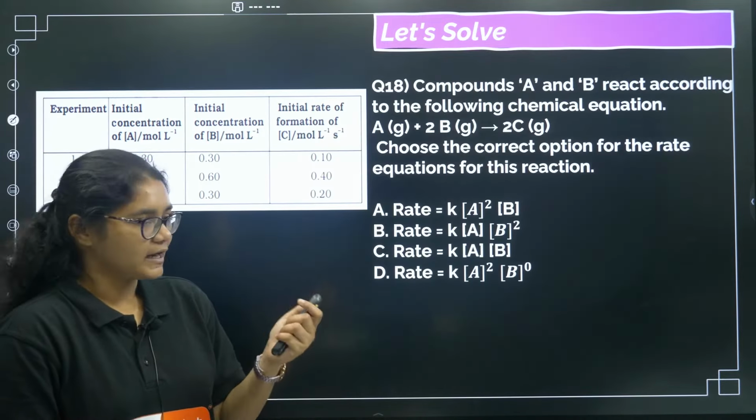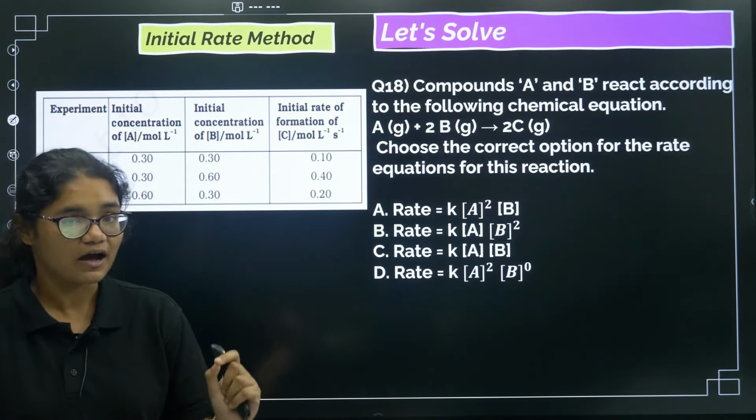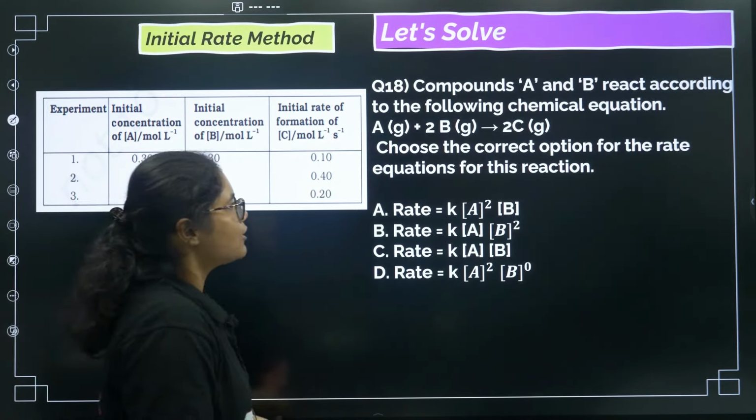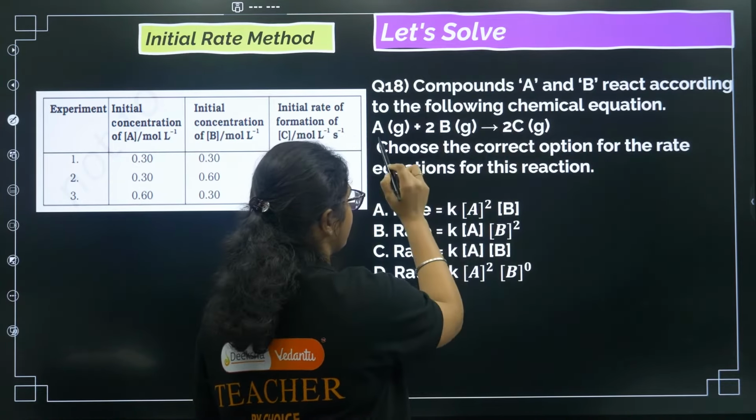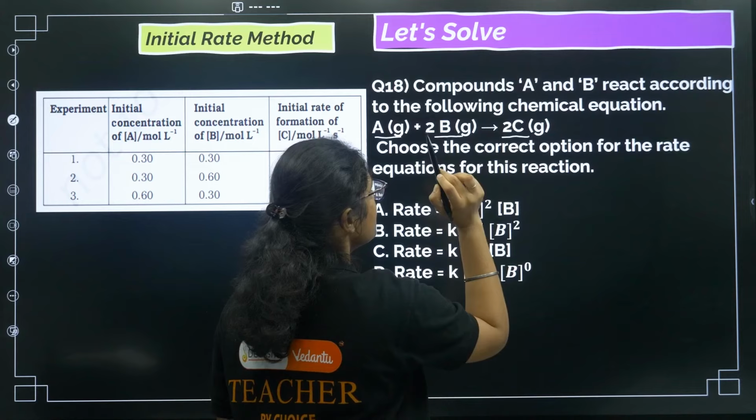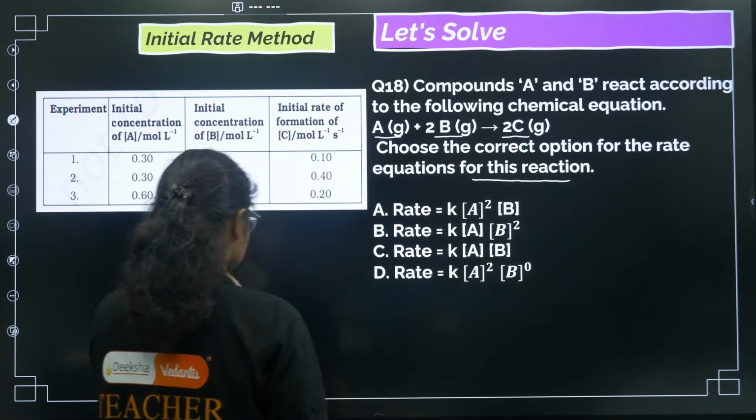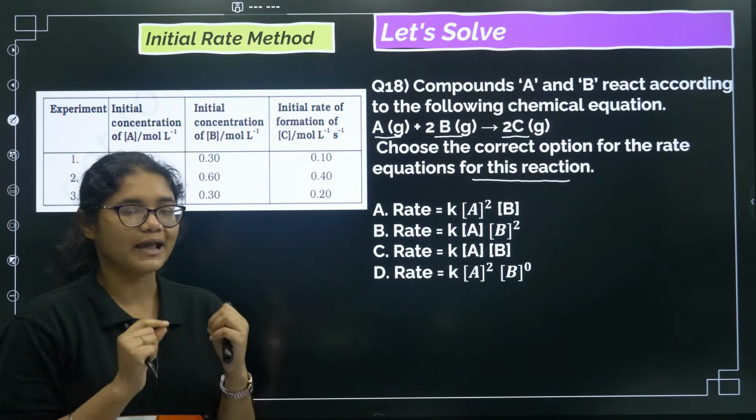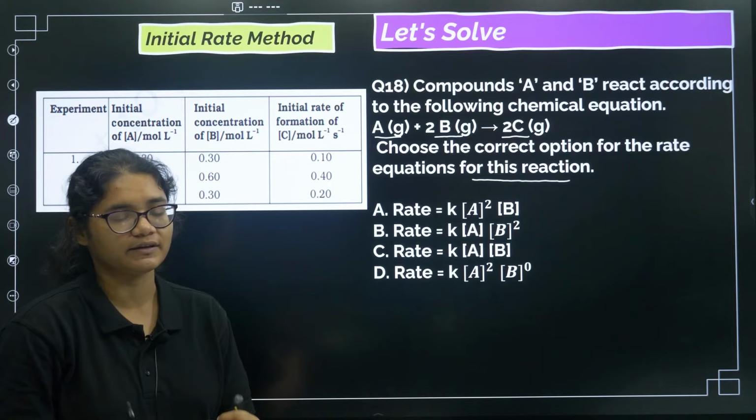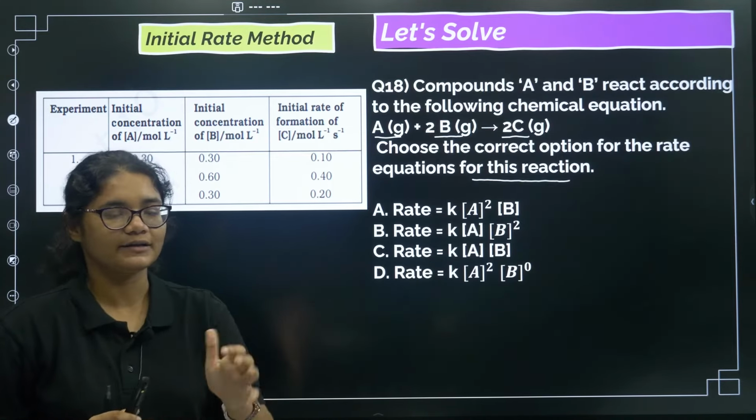Now coming to the second method, that is your initial rate method. This is from where questions have been asked regularly. So now, compounds A and B react according to the following reaction. So there is a reaction given to you. Choose the correct option for the rate equation for this reaction. Now you see what you have to see when you want to calculate the rate. You want to calculate the order with respect to A and with respect to B. You have to choose those reactions where one of the reactants is constant.